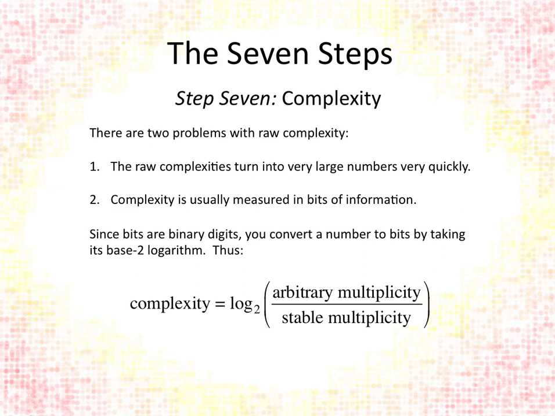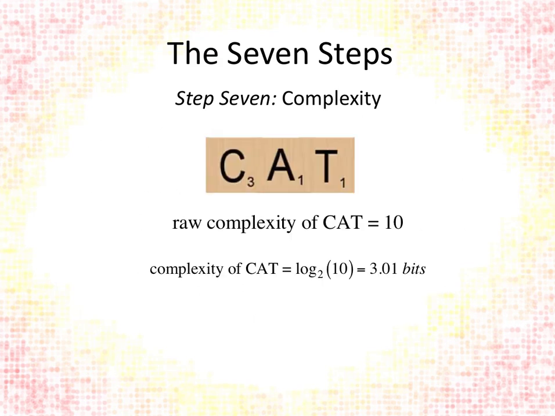Raw complexities often turn into very large numbers very quickly, and complexity is usually measured in terms of bits of information. Since bits are binary digits, and there are 2 binary digits, 0 and 1, we convert a number to bits by taking the base 2 logarithm. Thus, the complexity of a type is going to be log 2, that is the base 2 logarithm of its arbitrary multiplicity divided by its stable multiplicity.